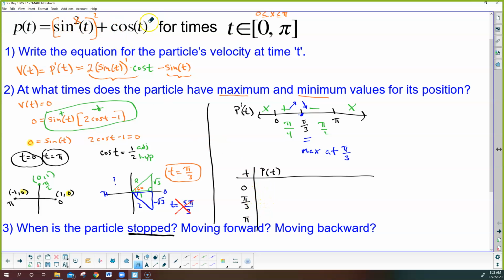So I'm going back to the original function to test these points, and if I plug in 0, zero should be really friendly. We already know what sine and cosine are. So sine is 0, 0 squared is 0, cosine of 0 is 1, so p of 0 is 1. And let's do pi, since that's the next easiest one.